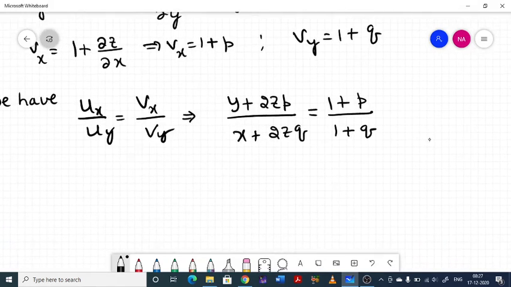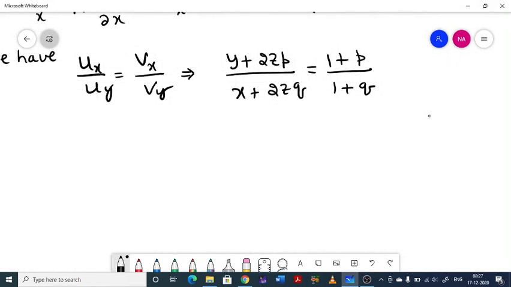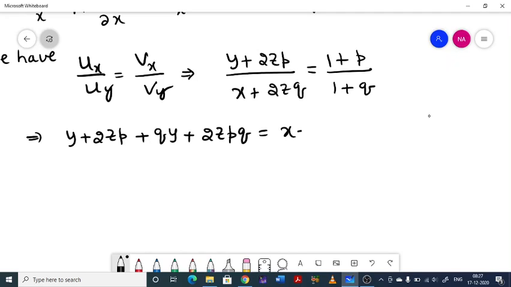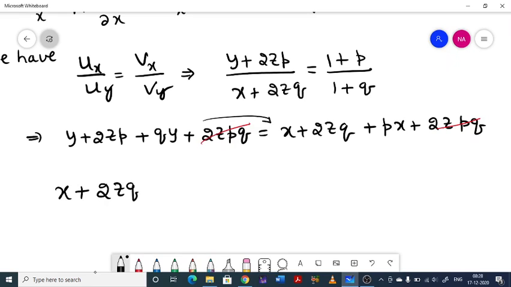There is no common term to cancel out. Now cross multiply this. y plus 2zp plus qy plus 2zpq equal to x plus 2zq plus px plus 2zpq. 2zpq cancels on both sides, so let us take the remaining terms to this side. x plus 2zq plus px minus y minus 2zp minus qy equal to 0.